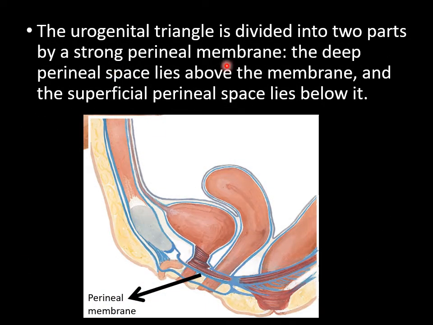Then the urogenital triangle is divided into two parts by a strong perineal membrane. Here you can see that perineal membrane. This urogenital triangle area is divided into two pouches, two areas, by this thick sheet called the perineal membrane. Below this perineal membrane is called the superficial perineal pouch. Above it is called the deep perineal pouch, or we can call them the superficial perineal space and the deep perineal space.